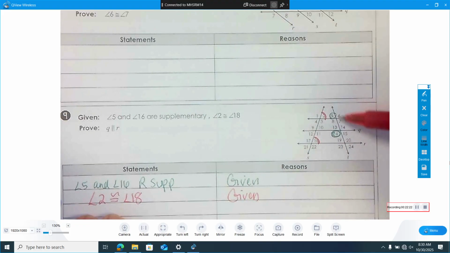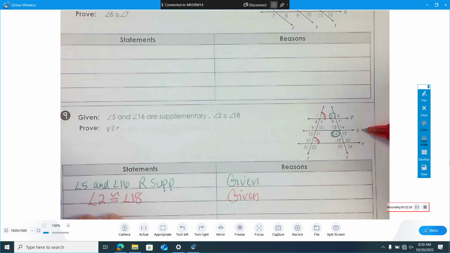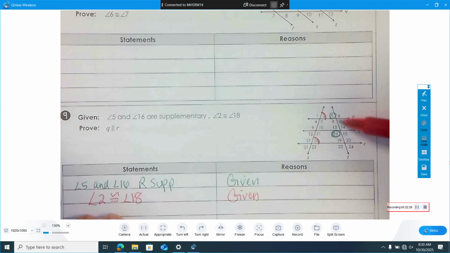So in green, with my green information, can I prove P and Q are parallel? Yeah, those are same side exterior. Okay, so we can get P and Q parallel. Tell me about the red stuff. Corresponding, which means P and R. Okay, so I can get P and Q parallel, and I can get P and R parallel. Let's write that down. Let's see where that goes.